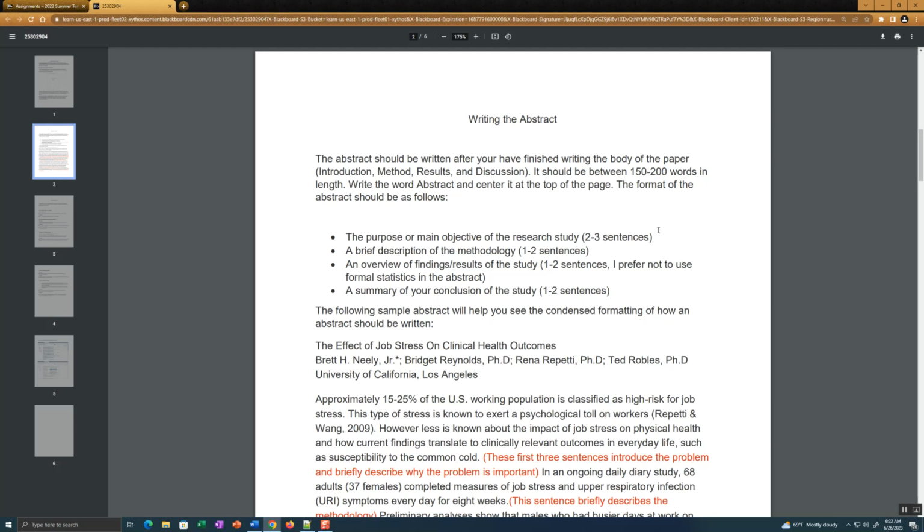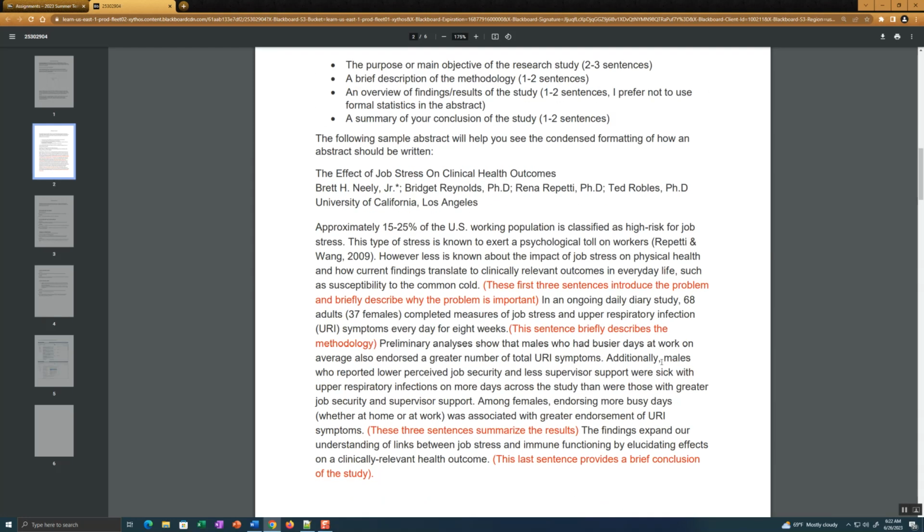So I've provided you an example. Here's an abstract on the effect of job stress on clinical health outcomes. So approximately 15 to 25% of the U.S. working population is classified as high risk for job stress. So that's what the study's about. It's about job stress. And it's about that there's a lot of job stress in the U.S. This type of stress is known to exert a psychological toll on workers. That's why they're studying it.